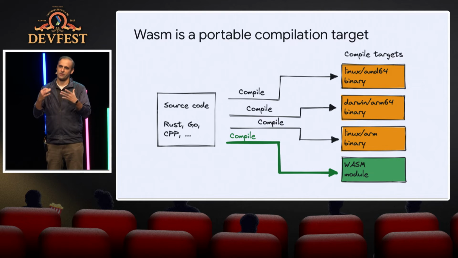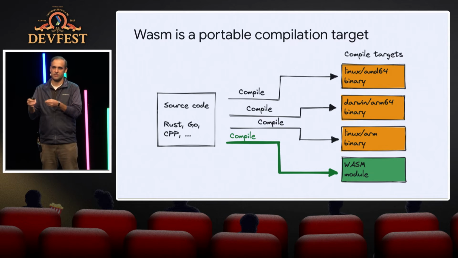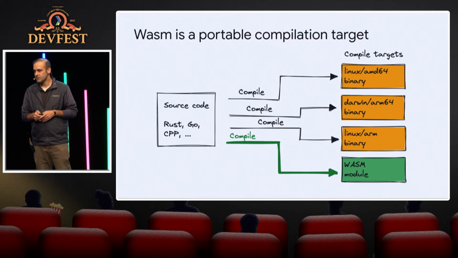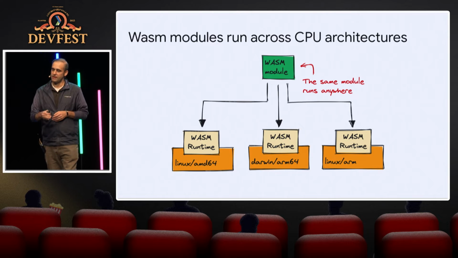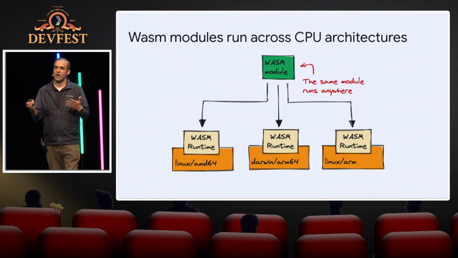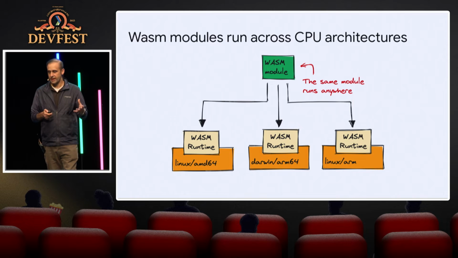You don't need to think about containers. You don't need to think about what I need to put into this container to make this work. All you need to worry about is, here's my code, compile to Wasm module, and that's it. And then as long as you have a runtime, it will just work. Now, once you have the module, as I mentioned, you can run it on multiple different environments. All you need is the runtime.